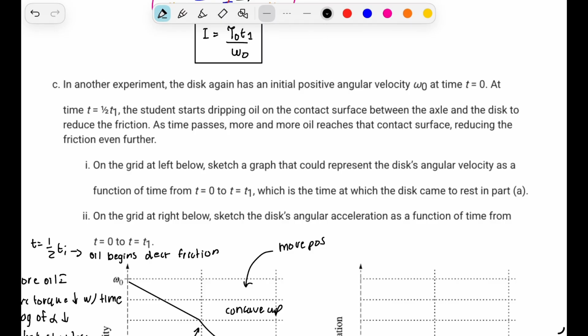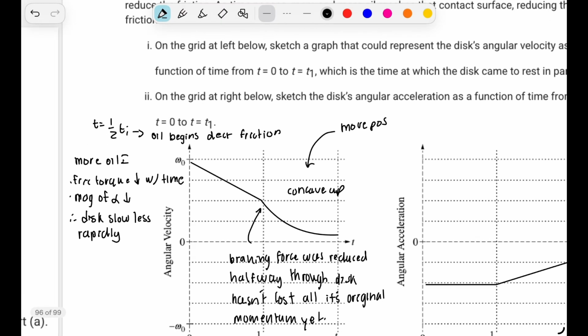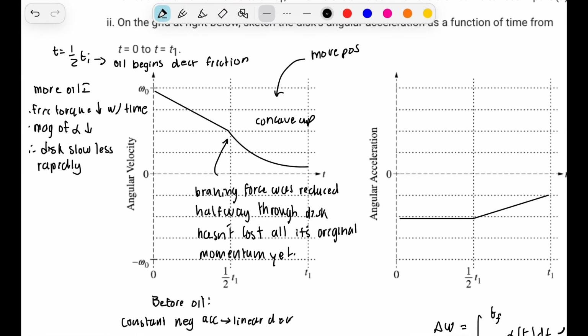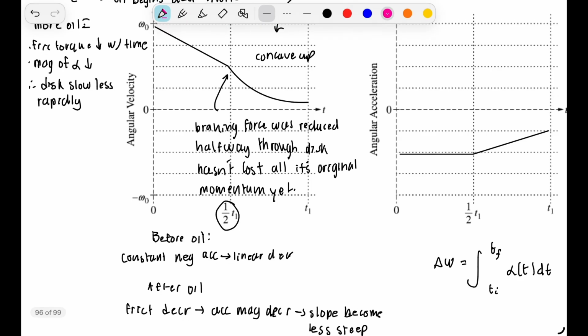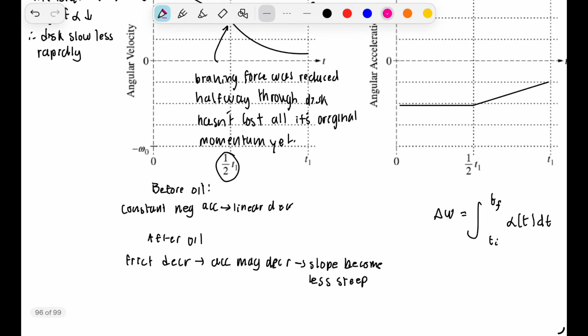On the grid on the right, sketch the disk's angular acceleration as a function of time from t equals 0 to t equals t1. So the reason why for this graph, when you are at t equals 1/2 t1, that is going to be the point right here where the oil starts reducing the friction.